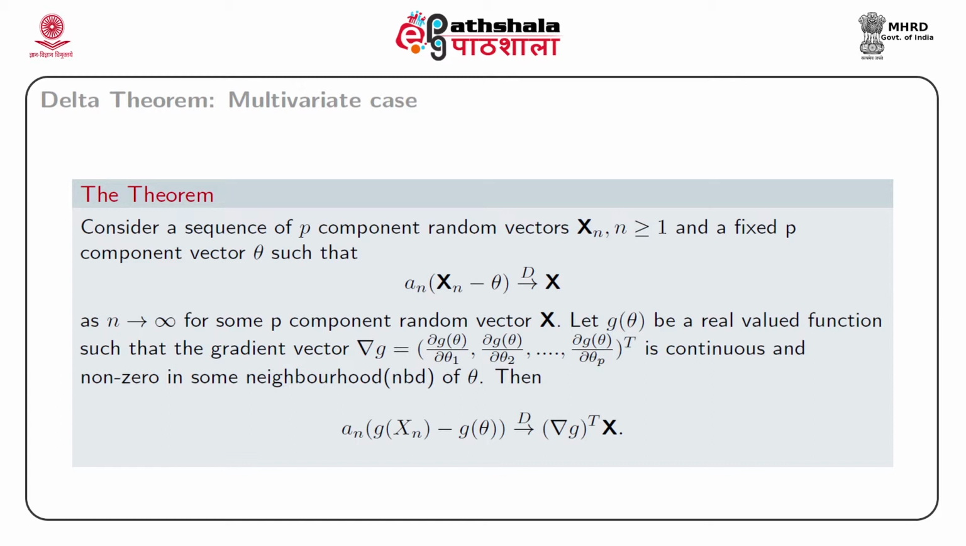Let g(θ) be a real valued function such that the gradient vector is continuous and is non-zero in some neighborhood of θ. Then a_n multiplied by (g(X_n) minus g(θ)) converges in distribution to some random variable which is defined as the transpose of the gradient vector multiplied by X, that is the limit random variable is the scalar product of the gradient vector of g at θ and X.